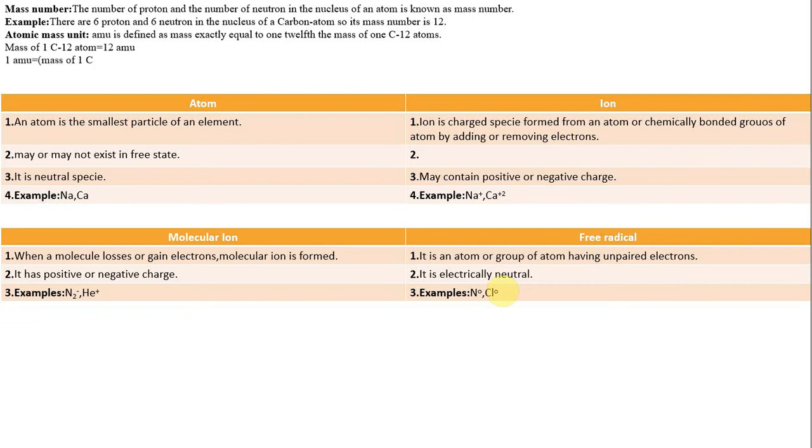1 AMU is the mass of one carbon-12 atom divided by 12. Example, an atom of hydrogen is 8.4% as massive as carbon-12. Therefore, relative atomic mass of hydrogen is 8.4 divided by 100 multiplied by 12, that is 1.008 AMU.